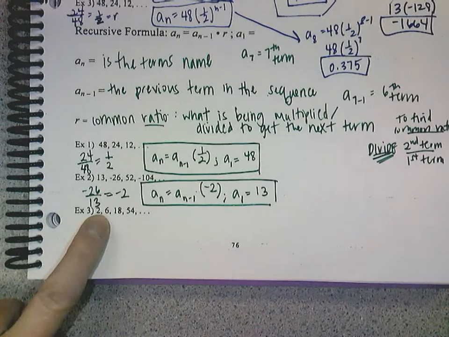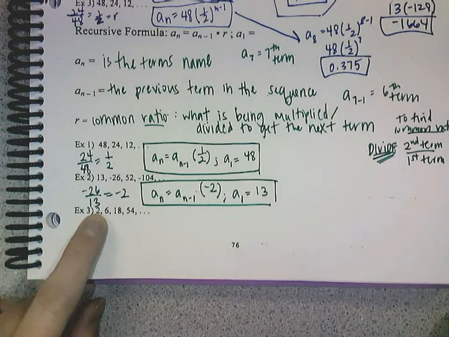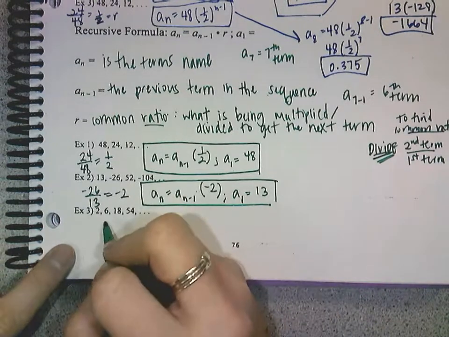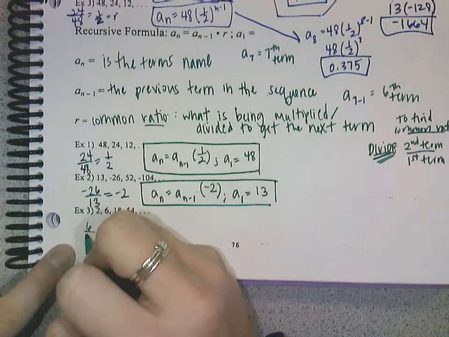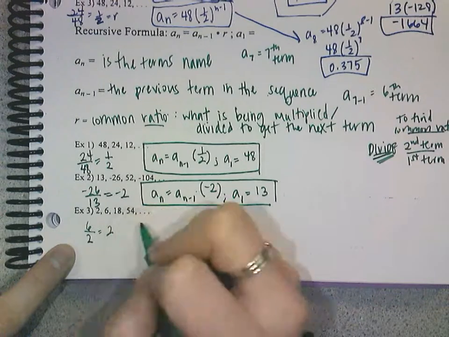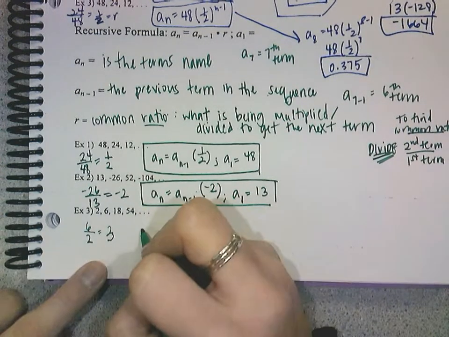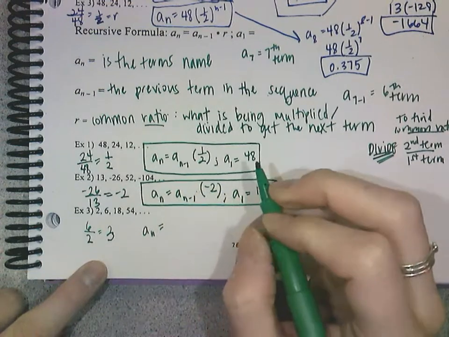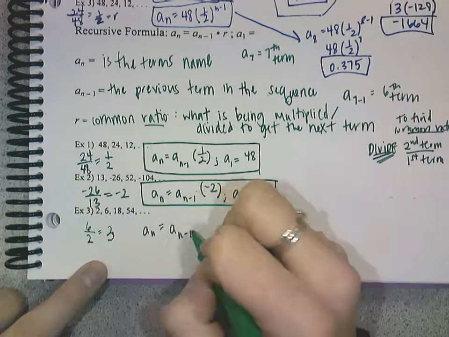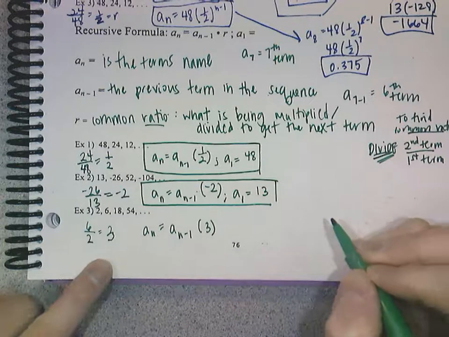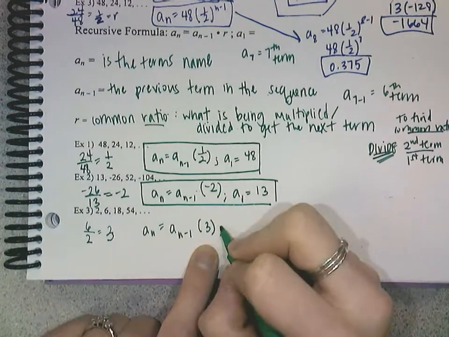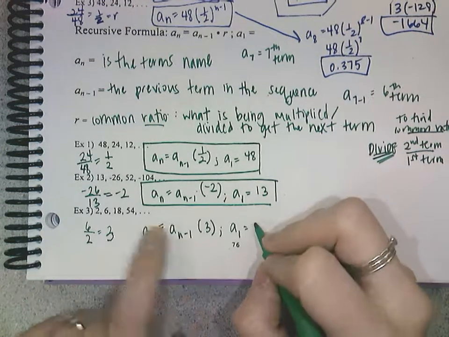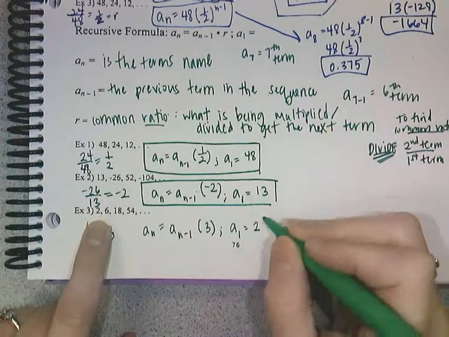Okay, and then example 3. So this is our sequence. So we're increasing, so it's going to be multiplying. We're going to take our 2nd term and divide it by our 1st term. So 6 divided by 2 is 3. And then we're going to write our formula. So a sub n equals a sub n minus 1 times 3, our common ratio, our r, and then we also know that a sub 1 is equal to 2 because that's the first number of our sequence.